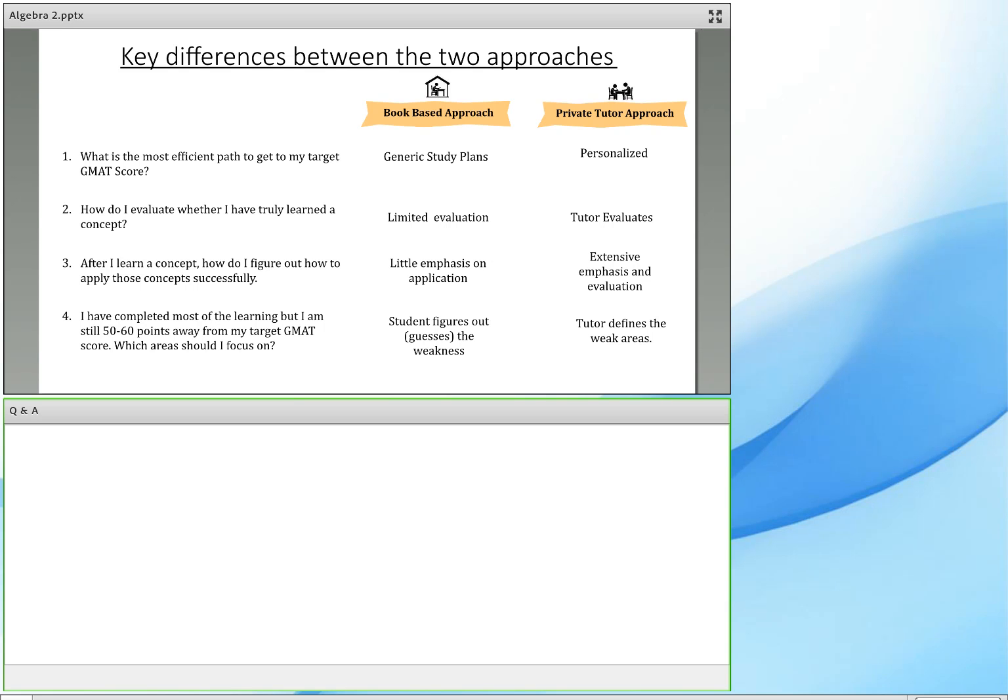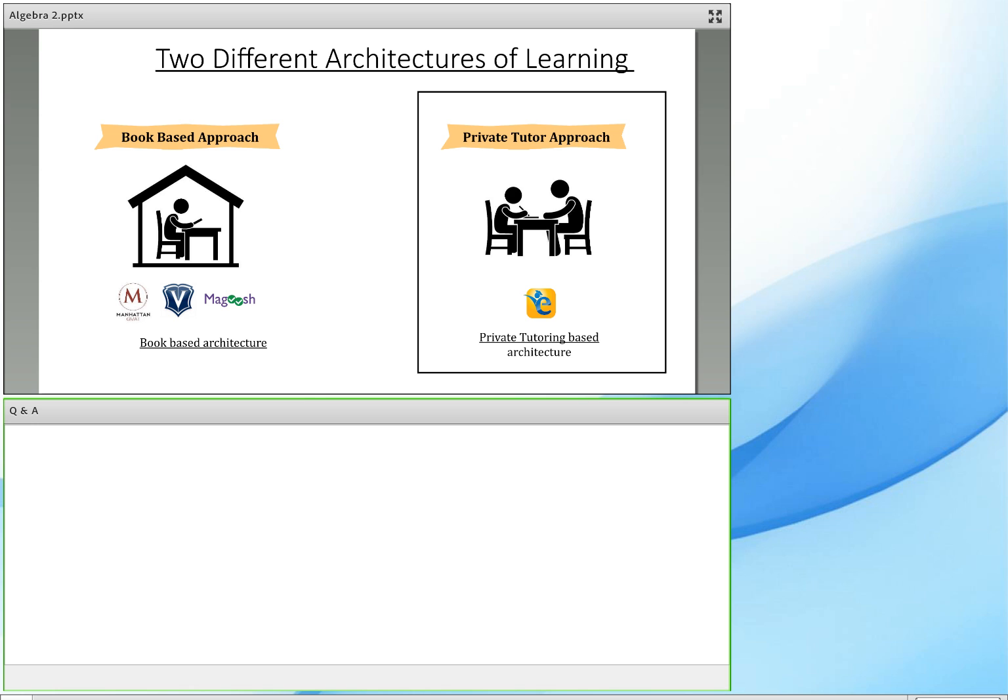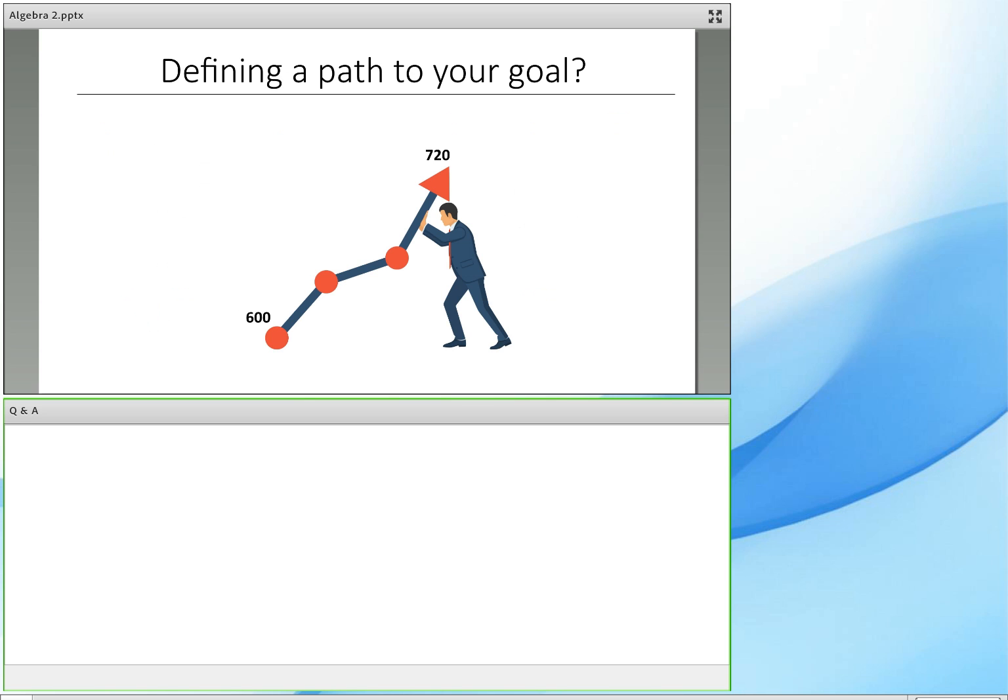So let's see, why do we really say that e-GMAT's built around this private tutoring based architecture, whereas most of these other courses are built around that book based architecture. So we're going to follow the same model. We're going to take an example of a student who wants to go from a score of 600 to 720. The first thing that you need to do in that journey is to create your personalized study plan.